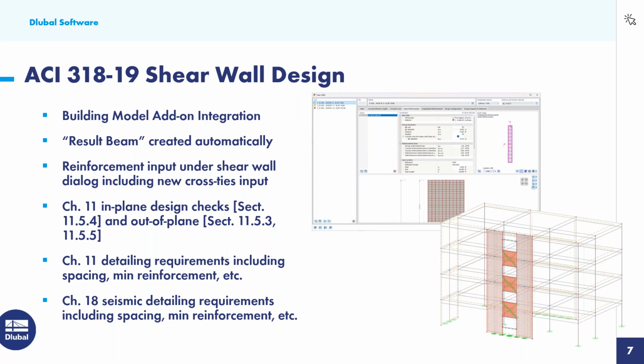So this does require the building model add-on integration in addition to the concrete design add-on. Essentially, we draw these shear walls with 2D surfaces within RFEM. When we define it as a shear wall, what's happening under the hood is that a result beam is going to be created. A result beam simply sums up the internal forces across this 2D surface and presents it in a beam-type manner.